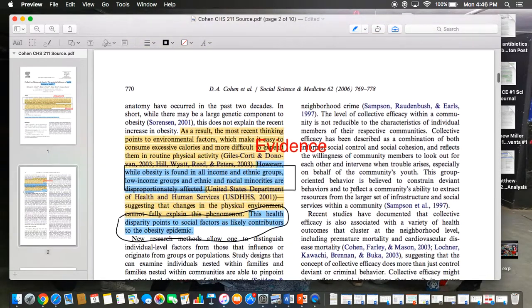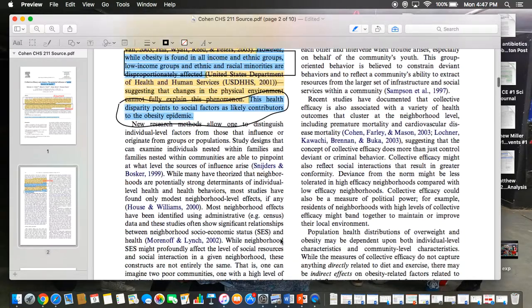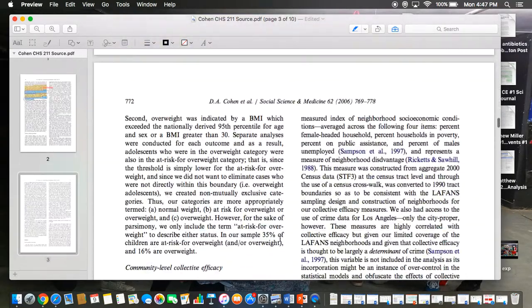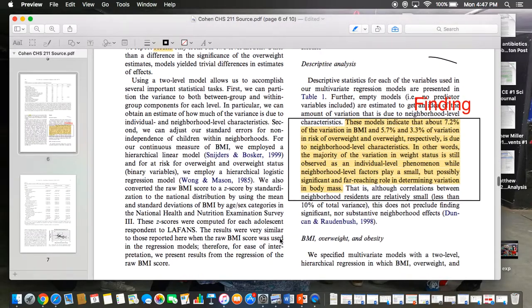Going on to the evidence, it states, however, while obesity is found in all income and ethnic groups, low-income groups and ethnic and racial minorities are disproportionately affected. This disparity points to social factors as likely contributors to the obesity epidemic. The findings are located right here.